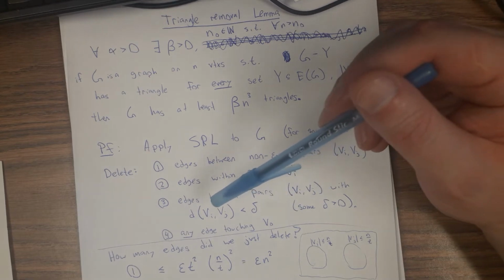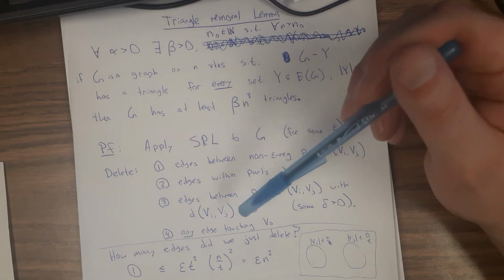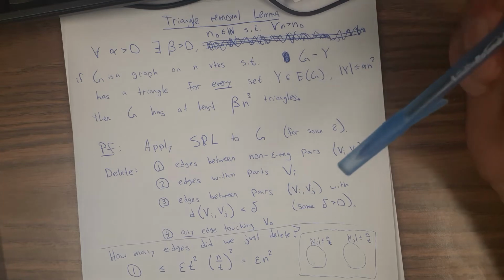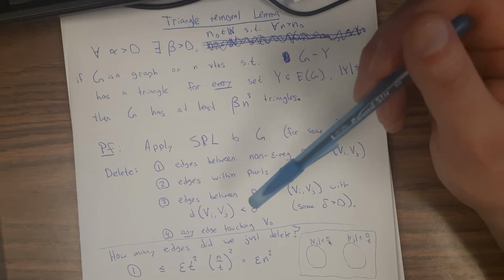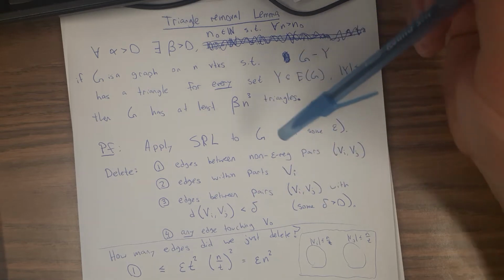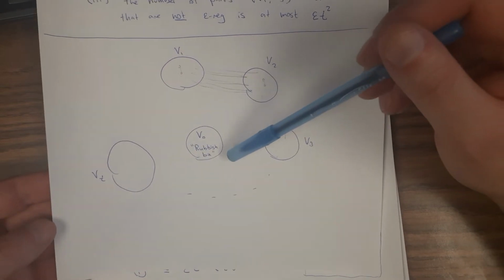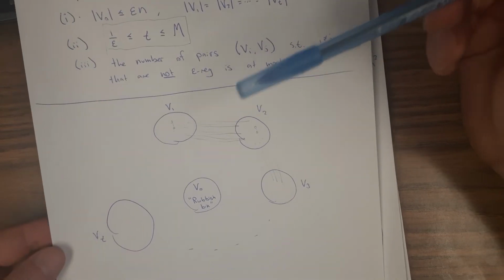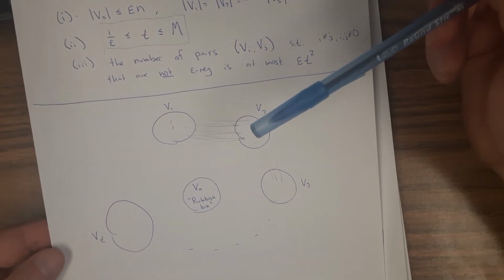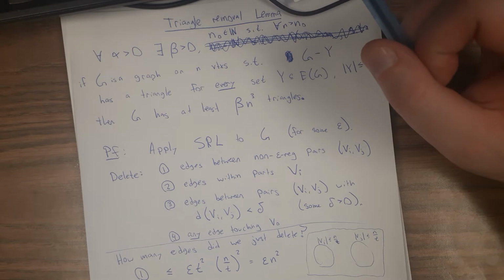Then I'm going to delete edges between pairs of low density. So any pair that has density less than delta, where delta is some number that I'm going to choose later, I'm going to delete the edges between such pairs. Then I'm going to delete any edge touching V naught. If you remember, V naught was this funny set, we call it the rubbish bin, that there's basically no requirements for except that it be small. So I'm going to delete all of those edges.